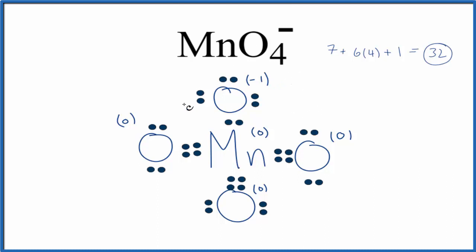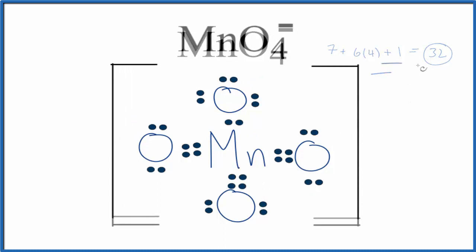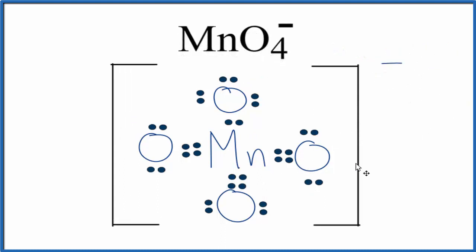We should put brackets on the outside though, and then we put a negative sign out here to show that negative charge. And this is the most likely Lewis structure for the MnO4- ion. Note that there are resonance structures. I could have the single bond here, or I could have the single bond here, and this would be a double, or here, or here.